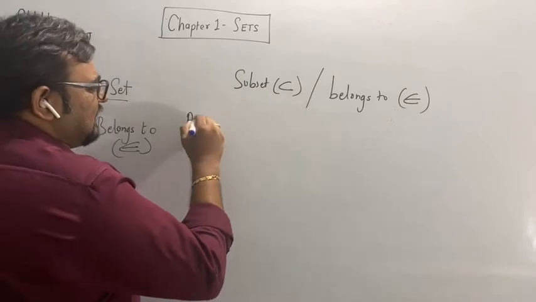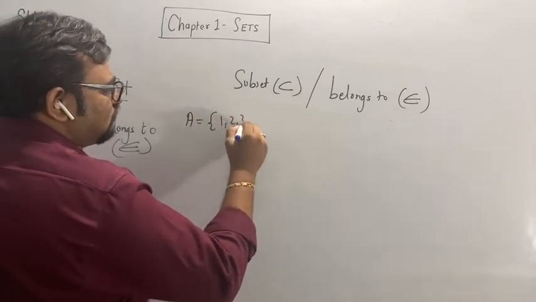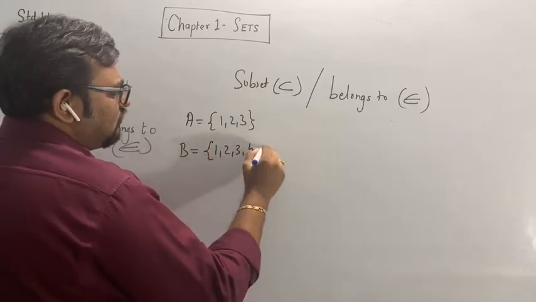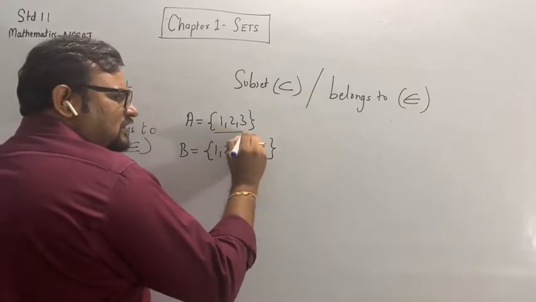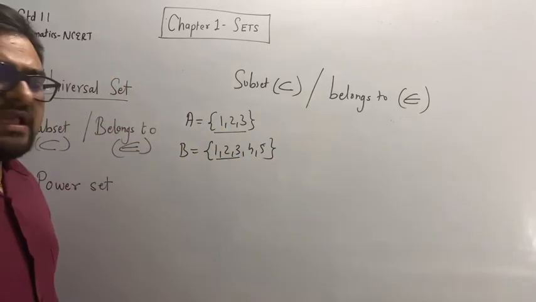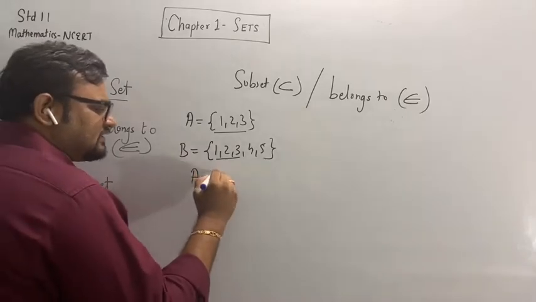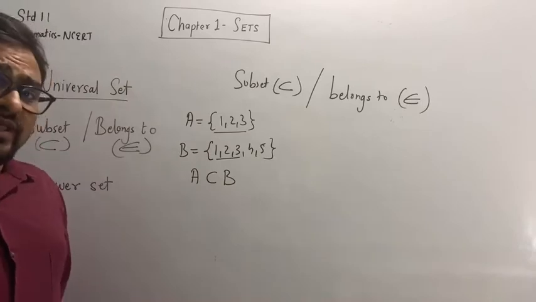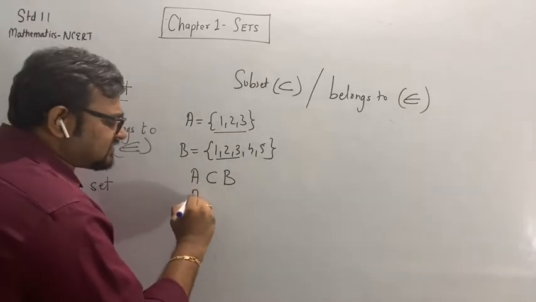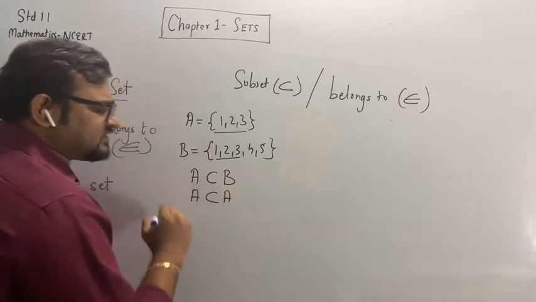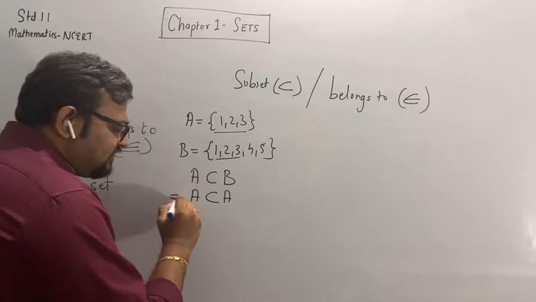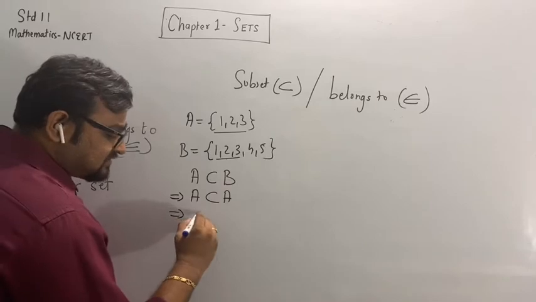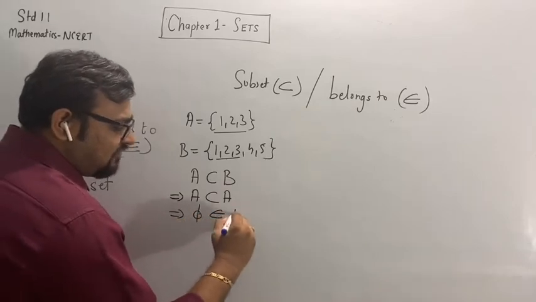Like A equal to {1, 2, 3} and B equal to {1, 2, 3, 4, 5}. Now see, all the elements of A are in B. That means A is a subset of B. Clear? So by this we can say one thing. Remember this point: every set is a subset of itself, and the null set is a subset of every set.